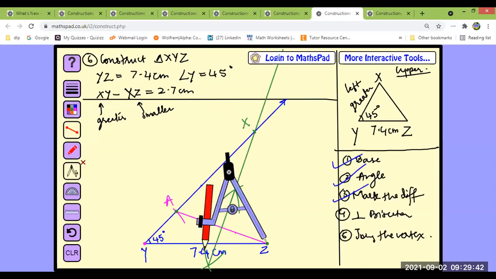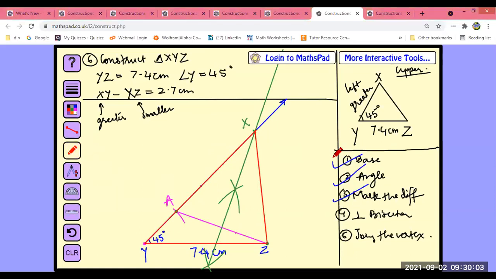So joining this point X to point Z gives us the triangle. Which is the correct answer? This one, X, Y, Z. This is your actual triangle. Okay, the red one is your actual triangle, X, Y, Z. That completes the construction. Okay, you can always do the verification.